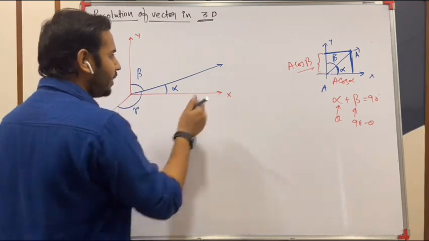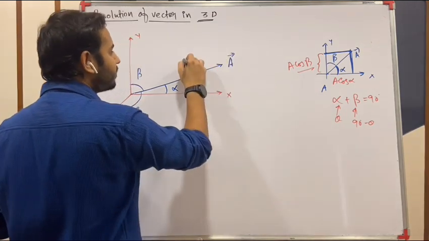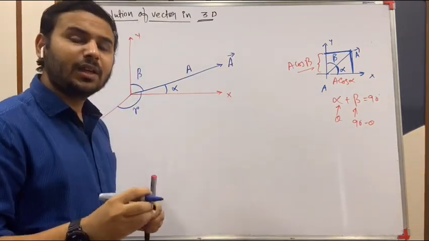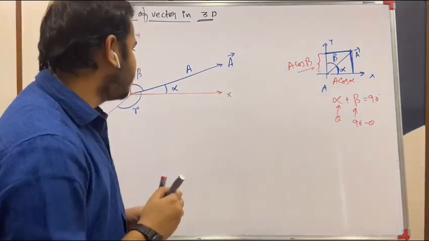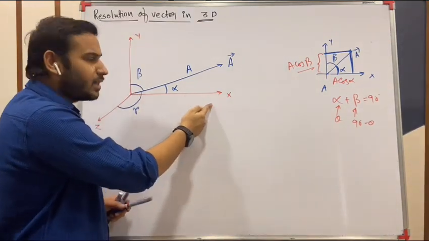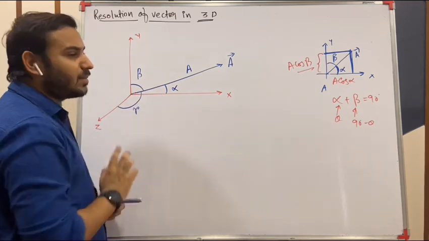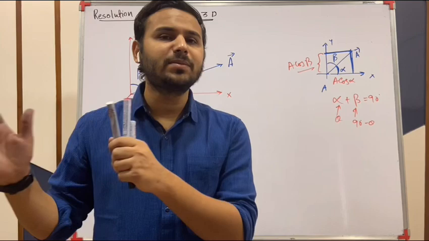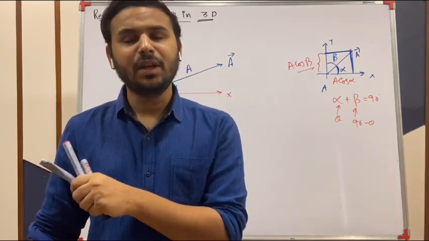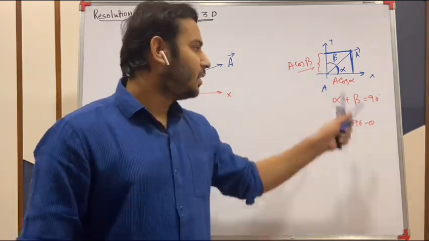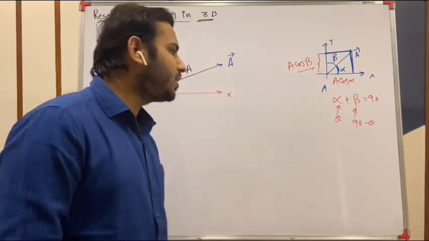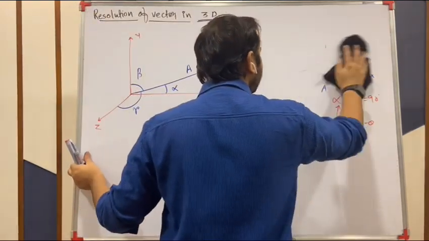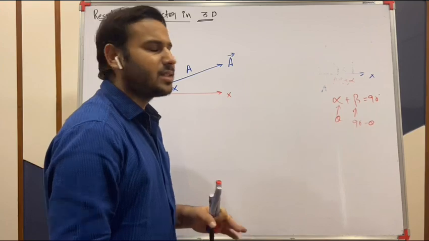So this vector a, whose magnitude is a, is making an angle of alpha with x-axis, beta with y-axis and gamma with z-axis. Here you cannot say alpha plus beta is 90 or alpha plus beta plus gamma is 90. Okay, the sum is not 90. It was in 2 dimension, not possible in 3 dimension. It could be, but not necessarily.